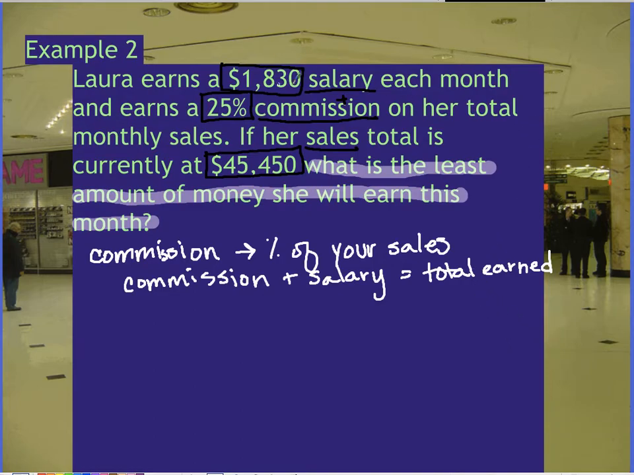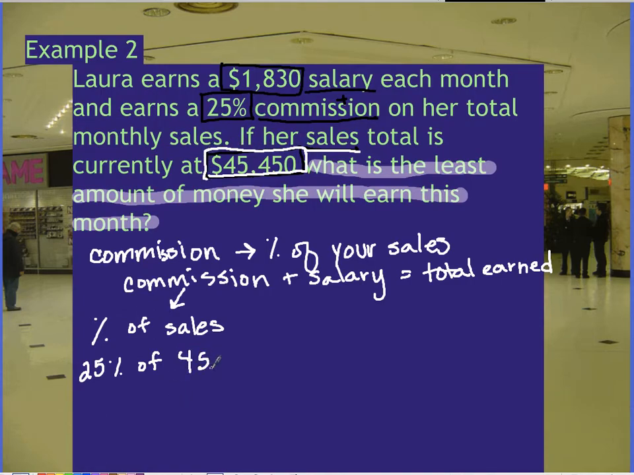Now, this is interesting because this is your salary, but that doesn't come into play until later on. Your commission is a percent of your sale. So you're finding a percent. So in this case, we have to find a percent of her sales. So for commission, find a percent of her sales. In this case, it's 25% of her sales, which is why we underlined it, which was $45,450.